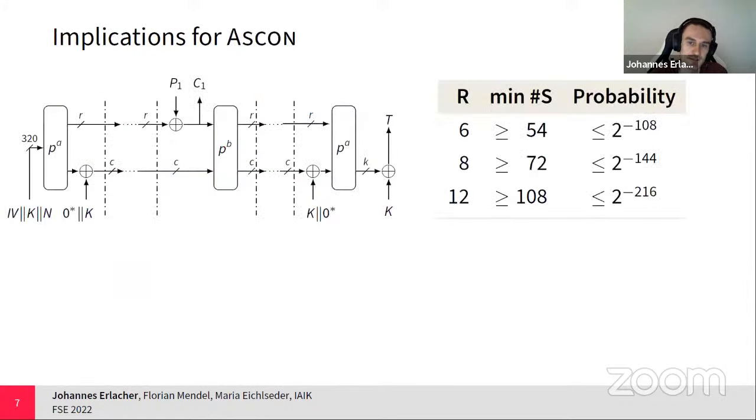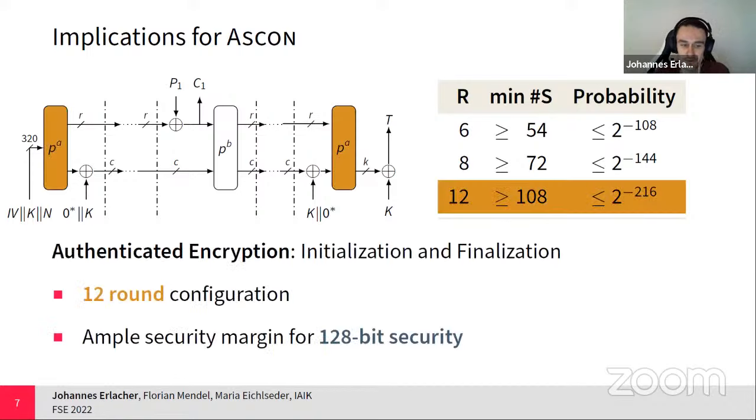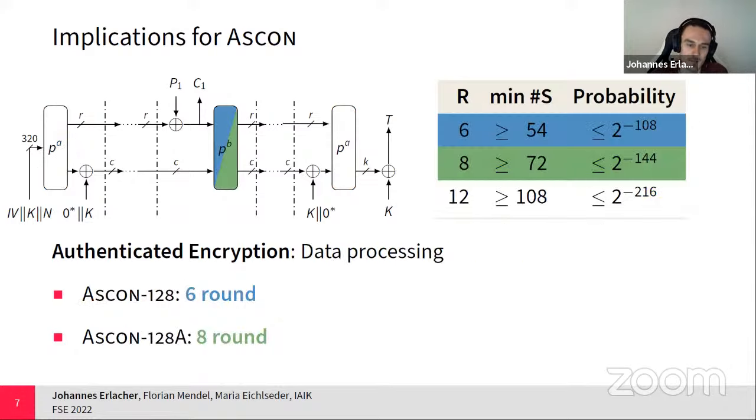So with these two new results, we can derive 3 interesting bounds for the ASCON family. That is a 6, an 8, and a 12-round bound. If we look at the authenticated encryption scheme, for example, there the initialization and finalization phases both use 12 rounds of the permutation, and there our new 12-round bound, which is almost certainly not tight, already provides an ample security margin for 128-bit security. The 6 and 8 round bounds, on the other hand, are relevant, for example, for the data processing phase of the authenticated encryption.